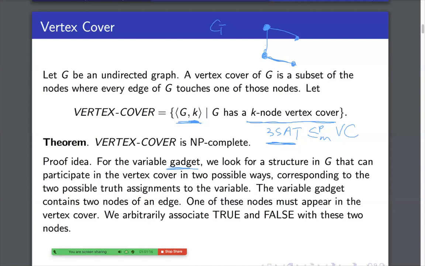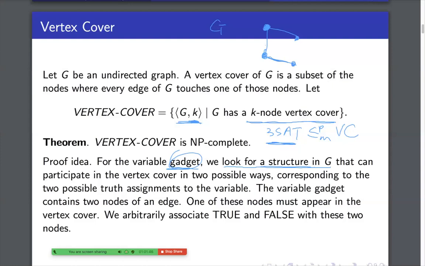When we say we look for a structure in G, we really don't have a G, but we construct a G. So that means we want this G to have such a structure. That's what we mean by looking for a structure in G. Again, we are constructing a G, and we want our construction to have this property, or to have this structure, or to have this gadget.